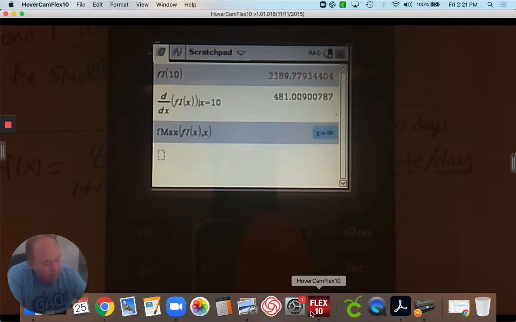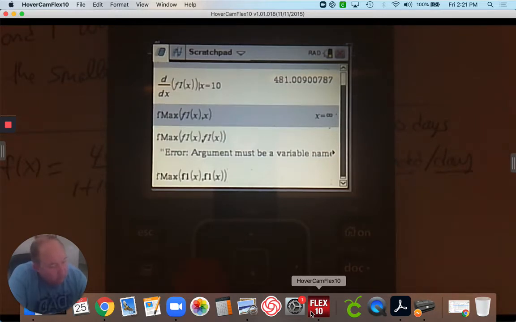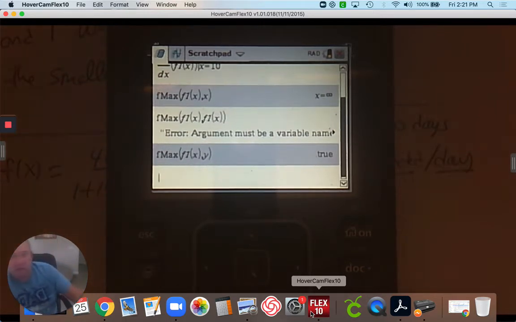So x goes to infinity. I wonder what it would do. I'll do it a different way in a moment. I'm just trying different ways it might like or may not like. Alright, so I've got to look up how that maximum function works on the calculator.